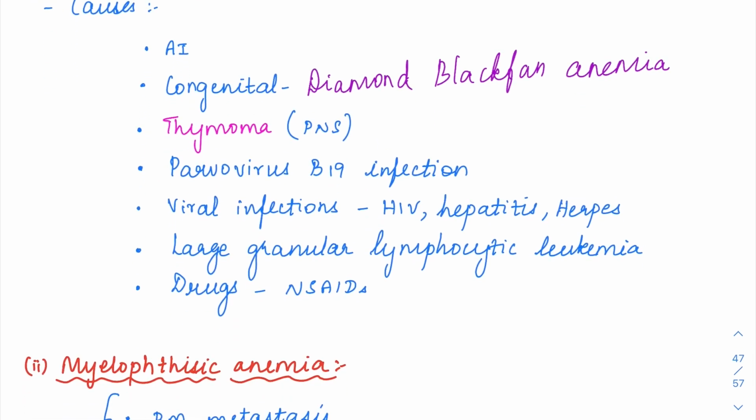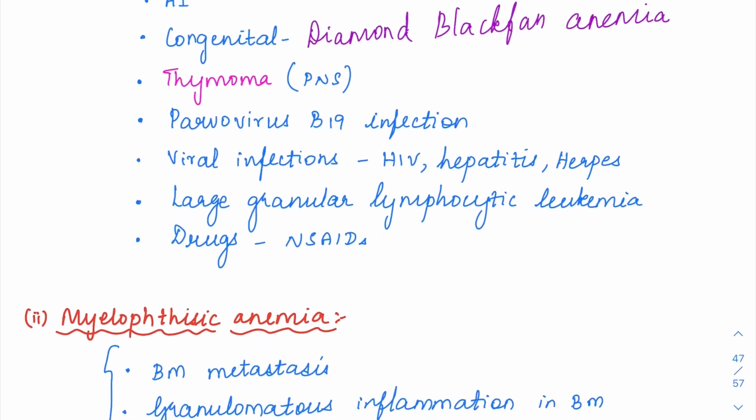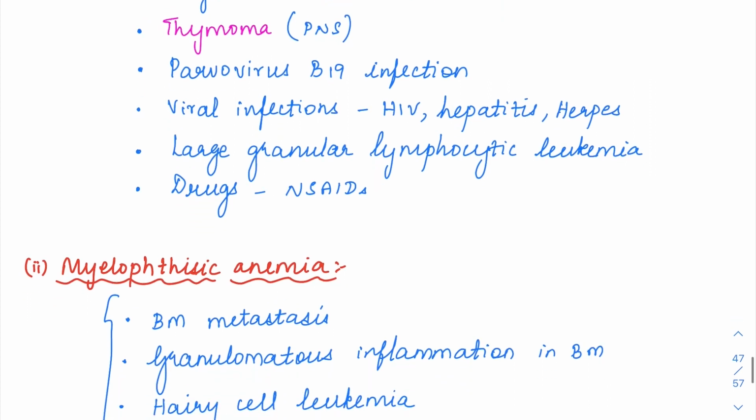Then a parvovirus B19 infection. This infection can either affect the erythroid precursors alone or any other hematopoietic precursors also. Then other viral infections like HIV, then hepatitis viruses, especially the non-A, non-B, non-C hepatitis viruses, and then herpes infections. All of this. Then under neoplastic conditions, there is another neoplastic condition, which is large granular lymphocytic leukemia.